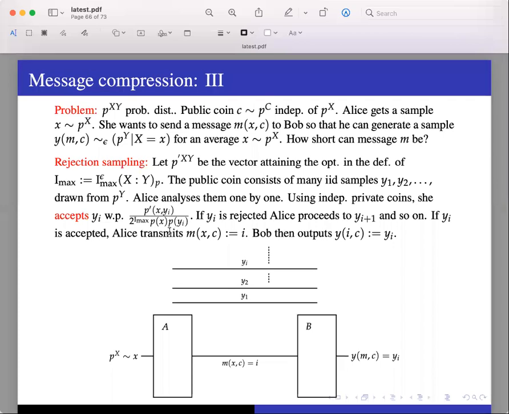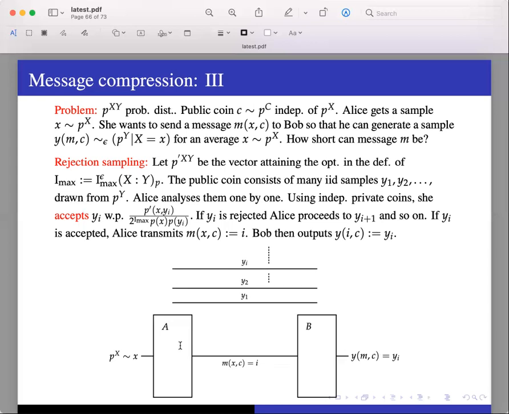So Alice's strategy is accept Yi with this probability, something between 0 and 1. If Yi is rejected, Alice proceeds to the next sample, Yi plus 1, and so on. And she starts with Y1, does this procedure. If Y1 is rejected, she goes to Y2, uses fresh private coins to sample this probability, then sees whether to accept Y2 or not. If rejected, goes to Y3, and so on. Suppose Yi is accepted. Then Alice will transmit the message M equals i. And Bob's strategy is very simple. Bob will just go to the ith sample in the coin, Yi, and he will output that one.